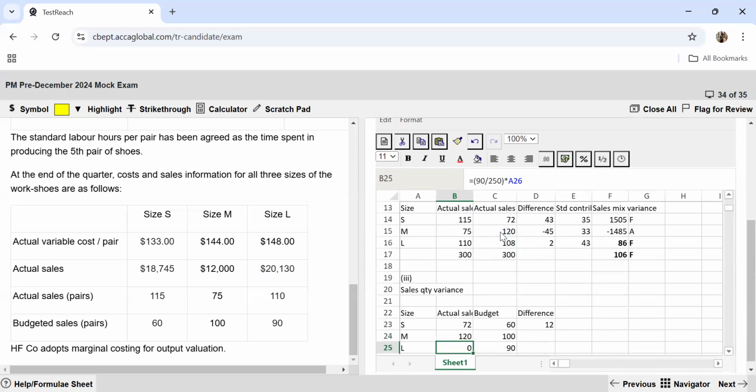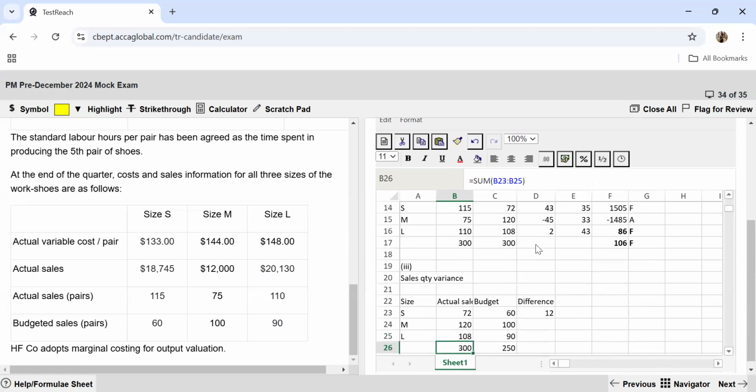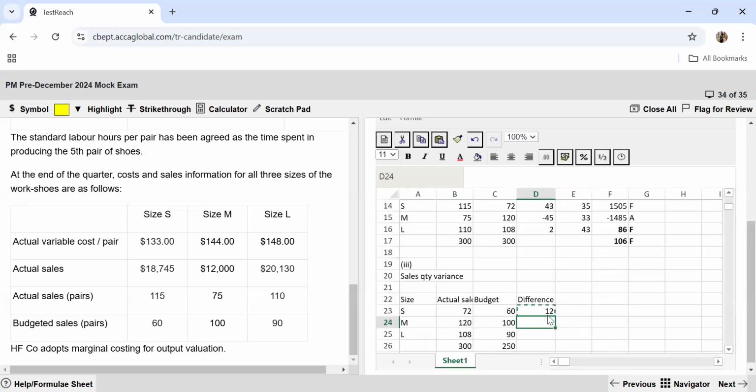It's not copying the values, so I'm manually entering them. All right. So now I should have sold 60 according to my budget, but I ended up selling more. So that is a good thing for me. Hence, it's a positive figure. Similarly, you can drag it down.